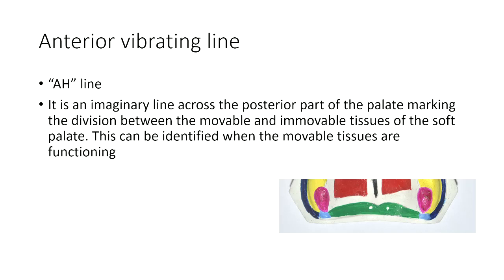Okay, now coming to the anterior vibrating line, it is also called the A line. It is an imaginary line across the posterior part of the palate, making a division between the movable and the immovable tissues of the soft palate, and it can be identified when the movable tissues are functioning. That is, it is an imaginary line that crosses between the hamular notches of the patient, and this can be visible when the patient's soft tissue part is moving. That can be identified when the patient makes a sound in which the soft tissues are moving.